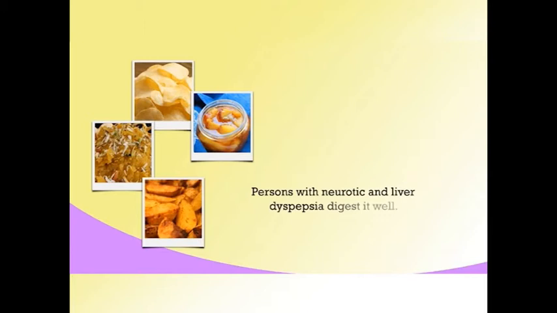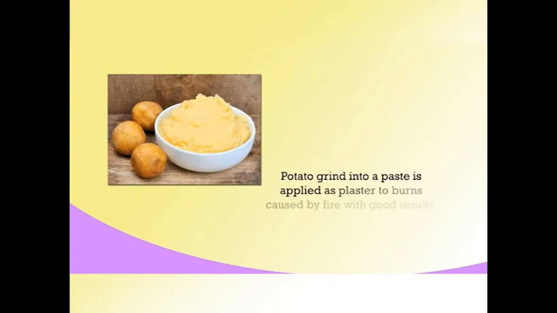Persons with neurotic and liver dyspepsia digest it well. Potato ground into a paste is applied as a plaster to burns caused by fire with good results. Potatoes are also used for the production of dextrin and glucose. As a food product itself, potatoes are converted into dried products such as potato chips, sliced or shredded potatoes, etc.